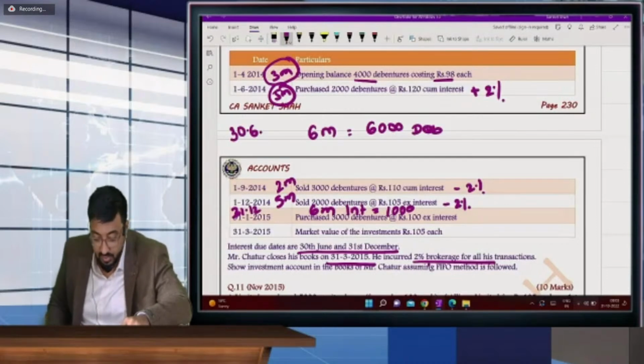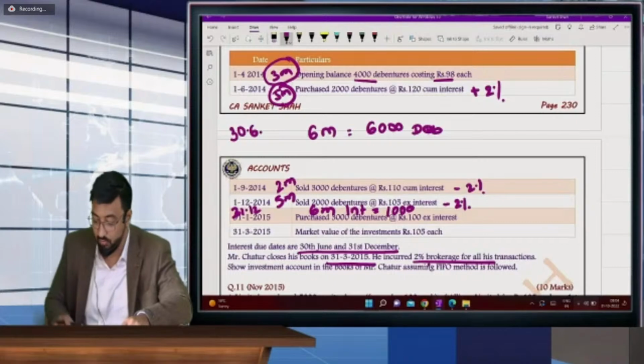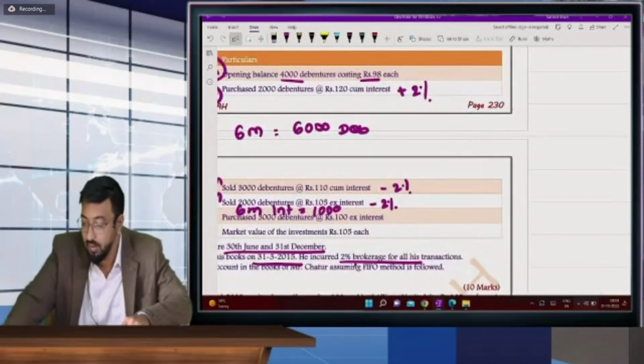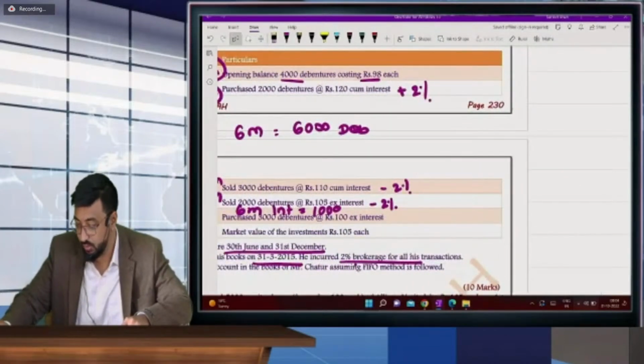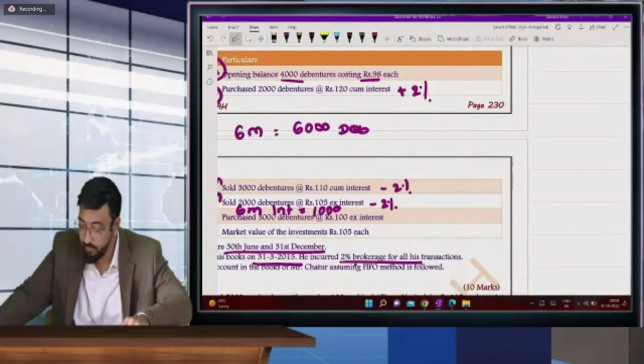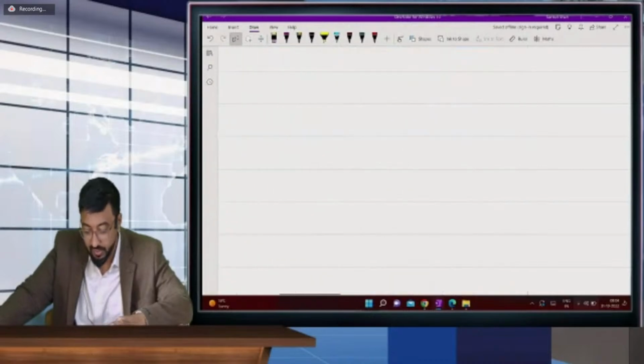Then 31st Jan, again purchase 100 rupees, 3,000 debentures, and market value is 105. Very simple question. Now question is of brokerage. Okay. So what is the expected answer of ICAI?